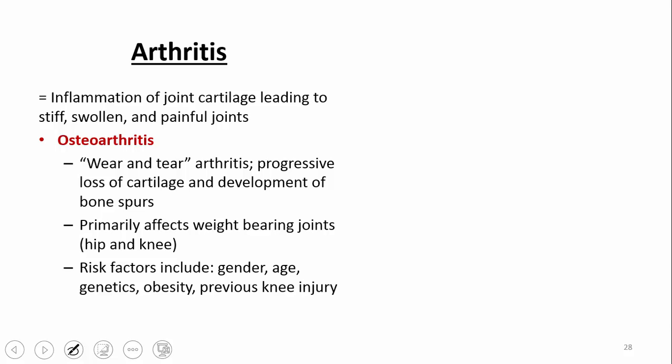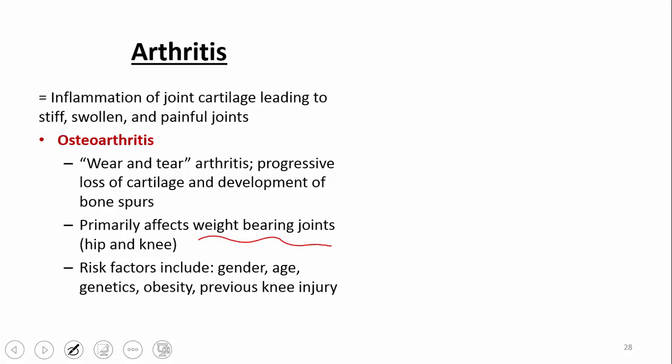Osteoarthritis is the wear and tear form of arthritis. It's progressive loss of cartilage, and really it affects large joints, so these weight-bearing joints. Those are the ones that we really focus on. And you have a higher risk of arthritis depending on your gender sometimes, depending on your age. There's a genetic propensity towards it, obesity, and then previous knee injuries. So there's a lot of factors that contribute to these disorders like arthritis.